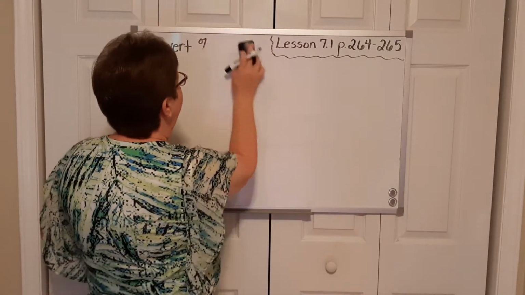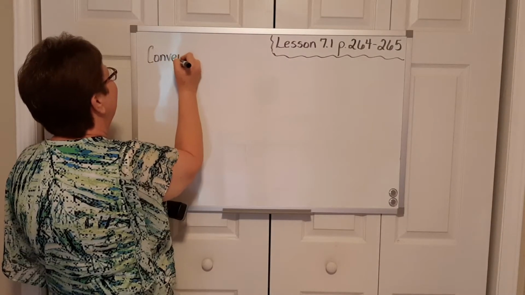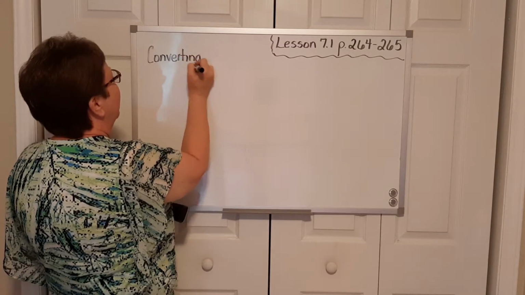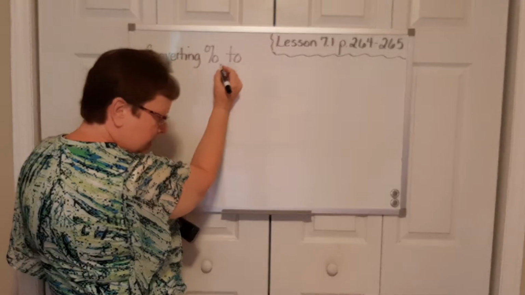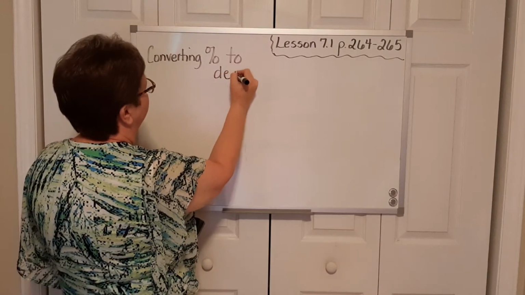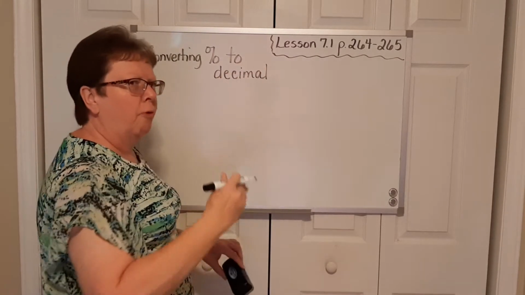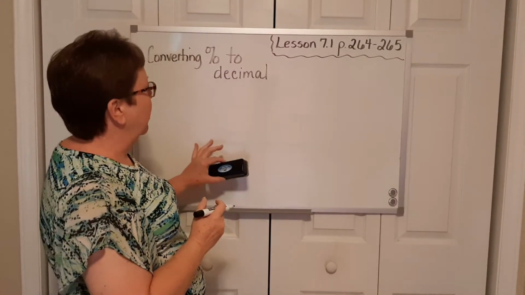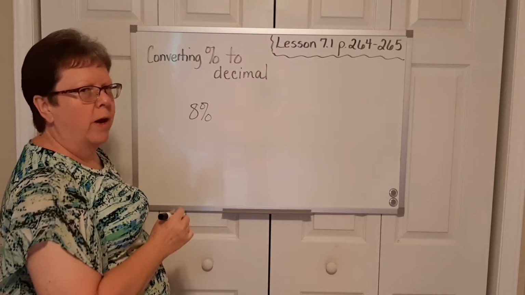Now, we're going to go over converting a percent to a decimal. We just got done converting a percent to a fraction and reducing it. But now we're going to convert percent to decimal. So if I have 8%, I'm going to show you the easiest way to do this.